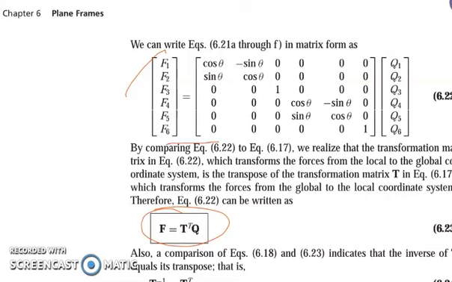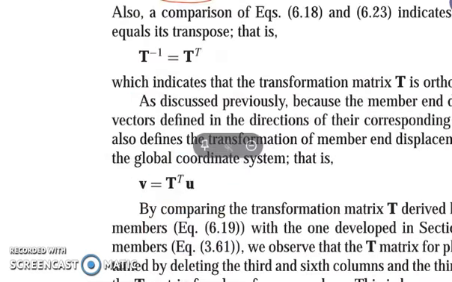If that is member 1, this will be F sub 1, meaning that is for member 1. If that is member 2, you're going to have here F sub 2 to represent member 2, and member 3, member 4, and so on. Now, if we're going to have a transformation of local member end displacement denoted by U to global member end displacement denoted by V, this will be the equation. So you have V is equal to T transpose times U.